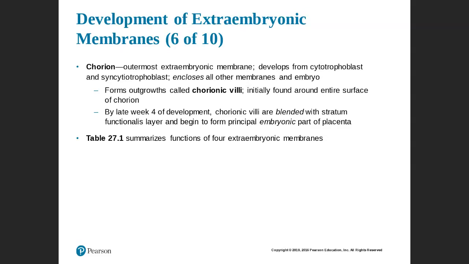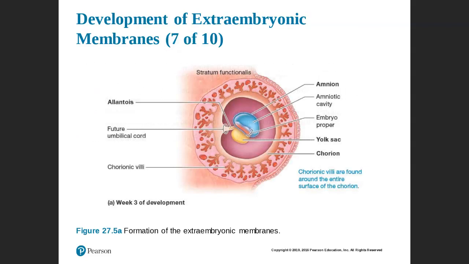Initially these are found around the entire surface of the chorion. By the late week 4 of development, first month, the chorionic villi are then blended with the stratum functionalis layer, and they begin to form the principal embryonic part of the placenta. So the chorionic villi will eventually be where the gas and nutrient exchange occurs between the maternal blood supply and the fetal blood supply.